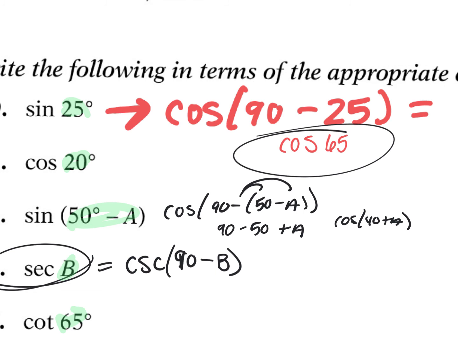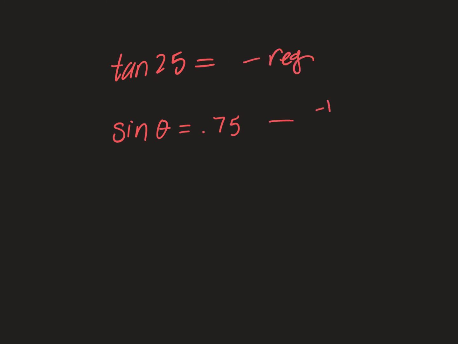So for that one, if it says tangent 25, you just use the regular one. If it gives you a theta, that's when you use the -1 in the calculator. So that one's the regular one. This is the -1 in the calculator. Do you want us to, oh yeah, let me write that.